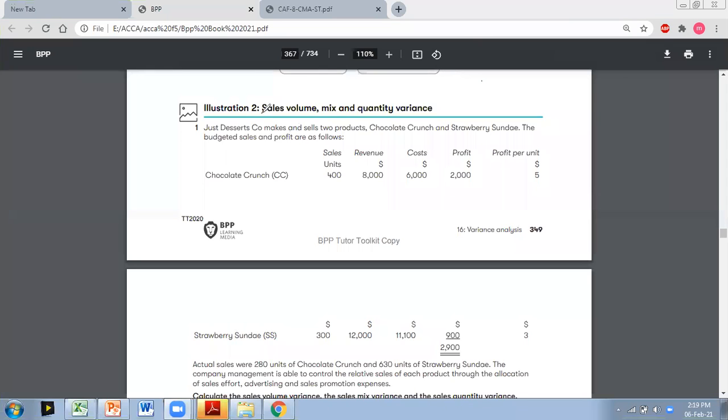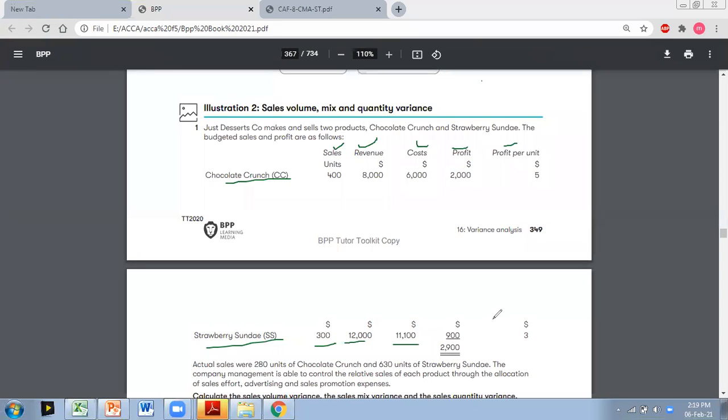Just Desserts Co. makes and sells two products, Chocolate Crunch and Strawberry Sundae. The budgeted sales and profit are as follows. For Chocolate Crunch, sales units are this much, revenue is this, cost is this, profit and profit per unit. Then for Strawberry Sundae, it is 300, 12,000, 110, 900, and profit is $3 per unit, right?